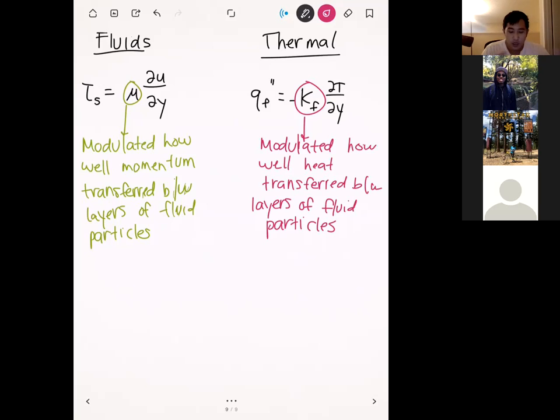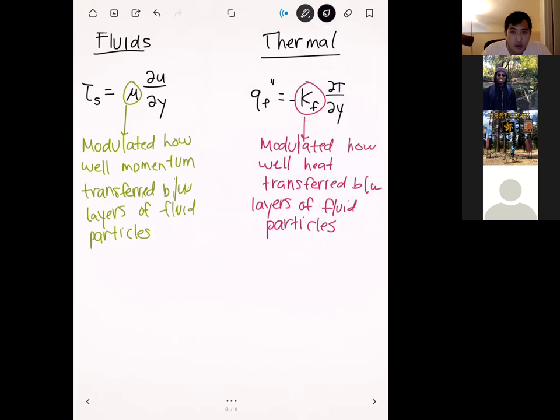Once we draw them side by side, we can see that they play the same kind of role. Viscosity plays a role in the fluid boundary layer and how well momentum transfers in that, whereas the thermal conductivity plays a much bigger role in the thermal boundary layer and how well energy transfers. This is a key point I want you to remember, the connection between these two, because they play very similar roles in how they affect the formation of the boundary layers.